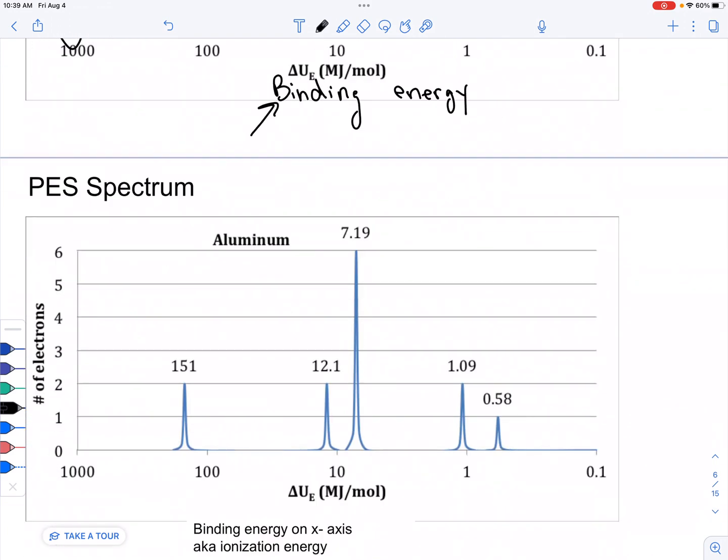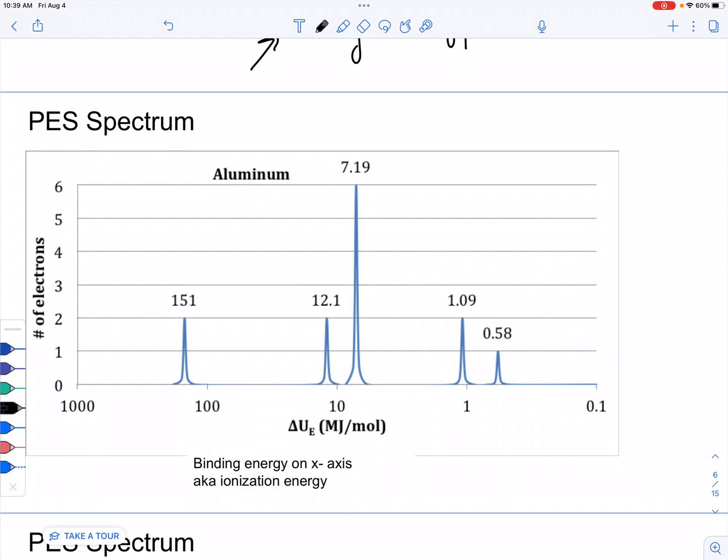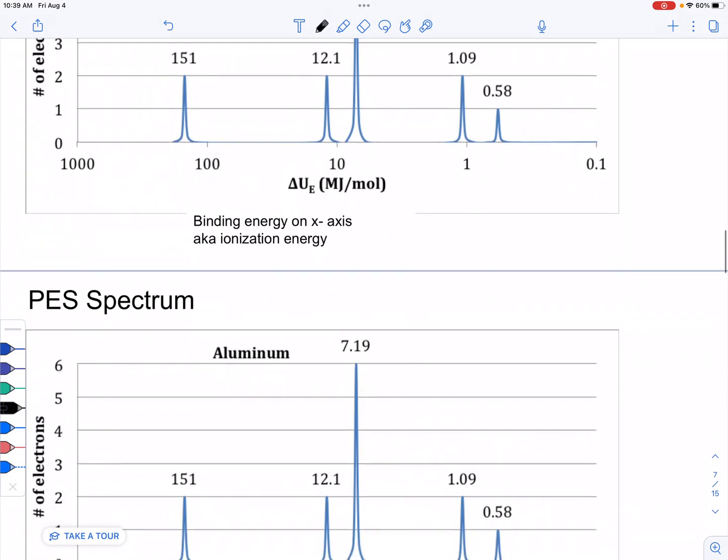So this one is for aluminum. Like I said, the binding energy is on the x-axis. It's also known as the ionization energy, and we'll talk more about that in September. But really it's just the amount of energy needed to overcome that attraction.